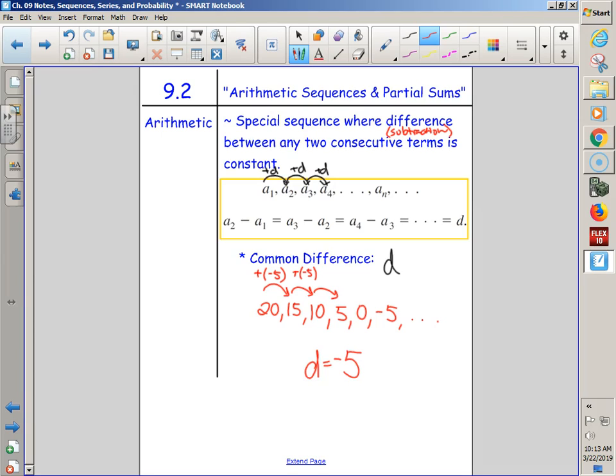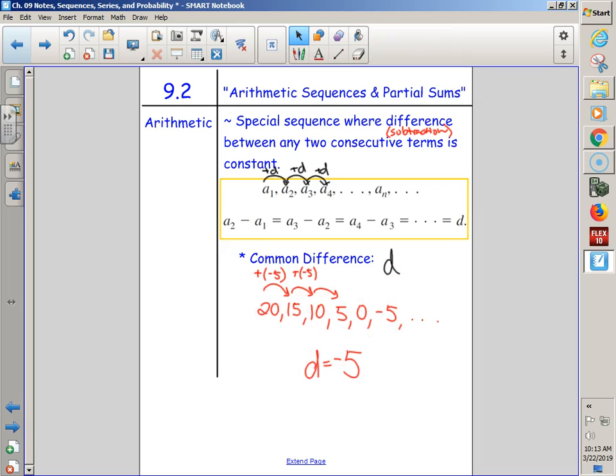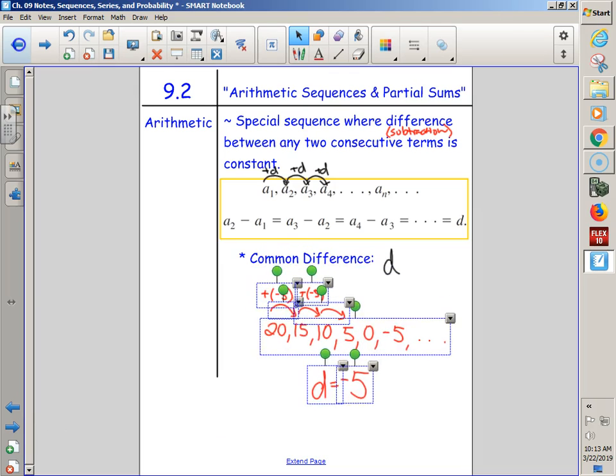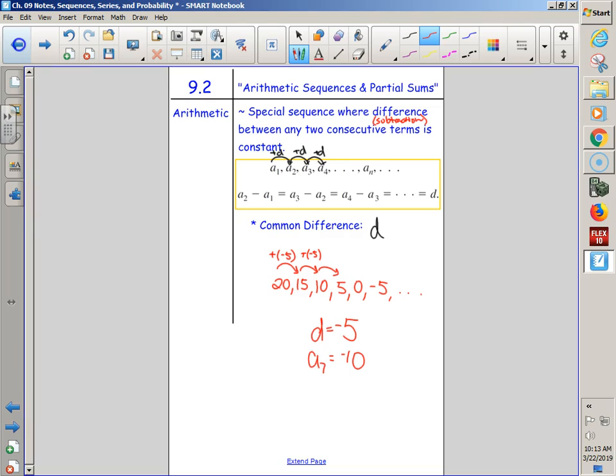So here's the question. What if I wanted a sub 7? Just kind of exploring with it just for a little bit. What if I was to ask you for the 7th term? How many do we have so far? 6. So if I wanted to find the 7th term, what would you guys answer? But what if I was to ask you for the 50th term?